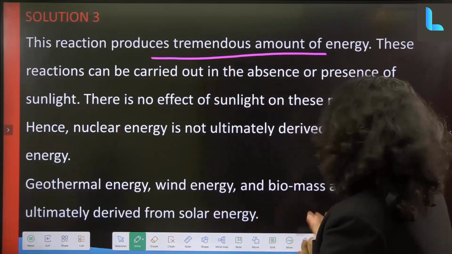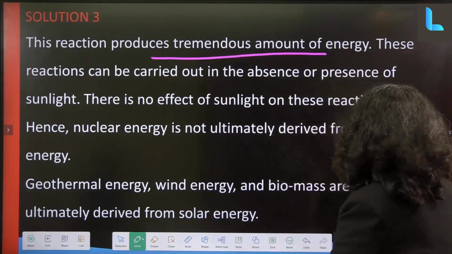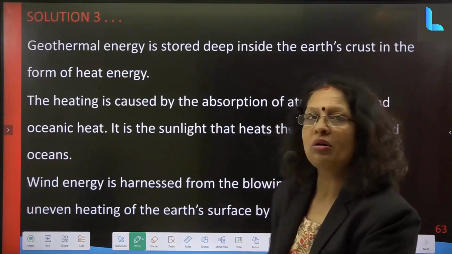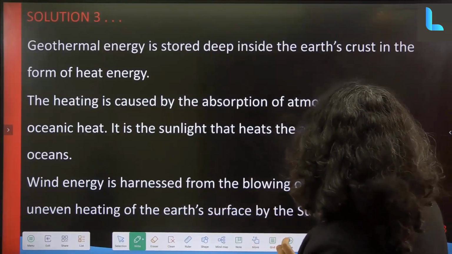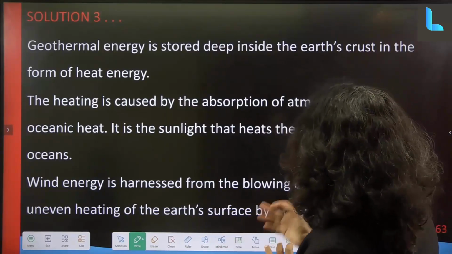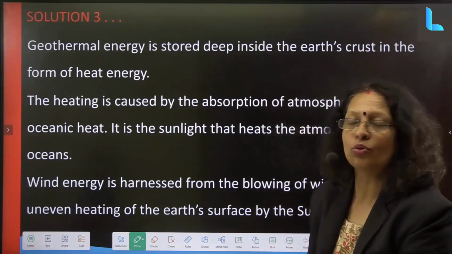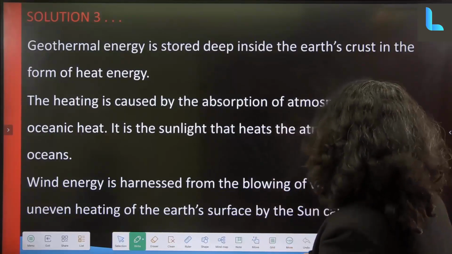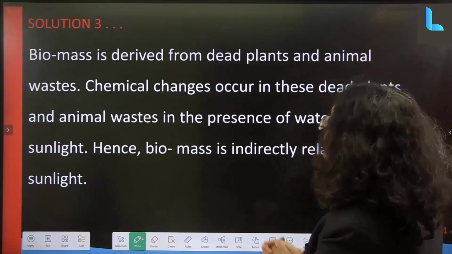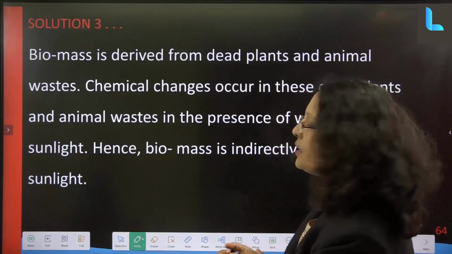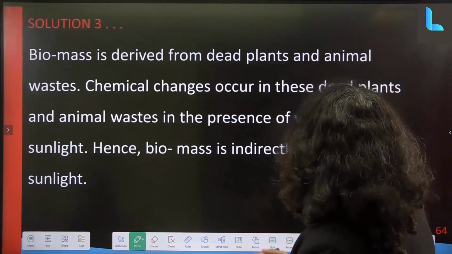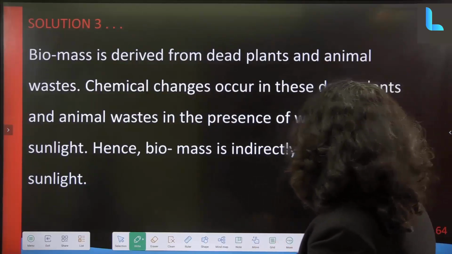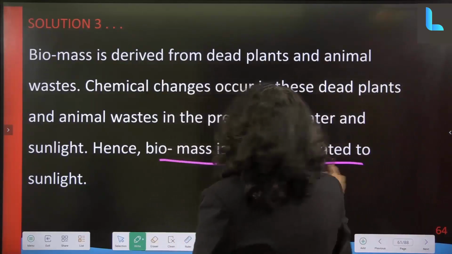Geothermal energy, wind energy and biomass are all ultimately derived from solar energy. Geothermal energy is stored deep inside the earth's crust in the form of heat energy. The heating is caused by the absorption of atmospheric and oceanic heat. It is the sunlight that heats the atmosphere and the ocean. Wind energy is harnessed from the blowing of winds. The uneven heating of earth's surface by the sun causes the wind. Now, biomass is derived from dead plants and animal waste, and chemical change occurs in these in the presence of water and sunlight. Hence, biomass is indirectly related to sunlight.